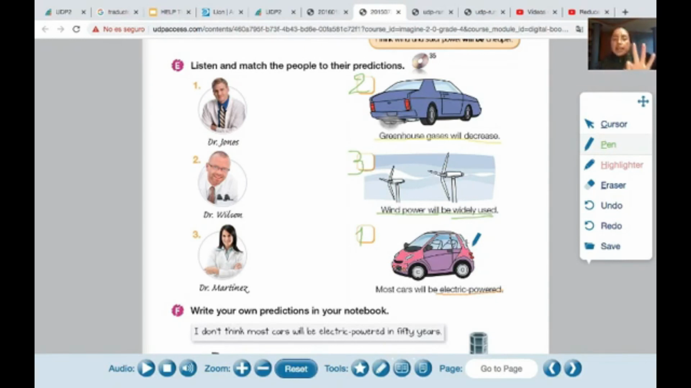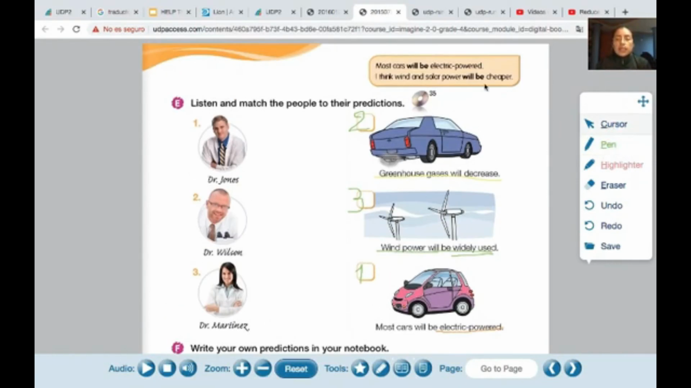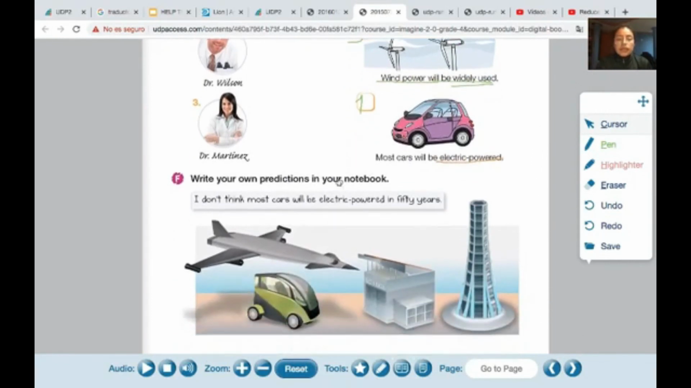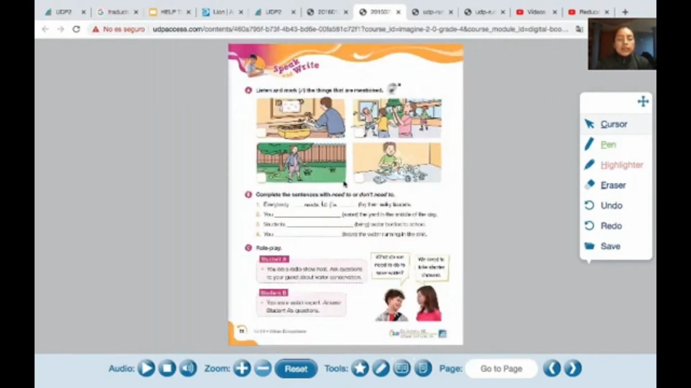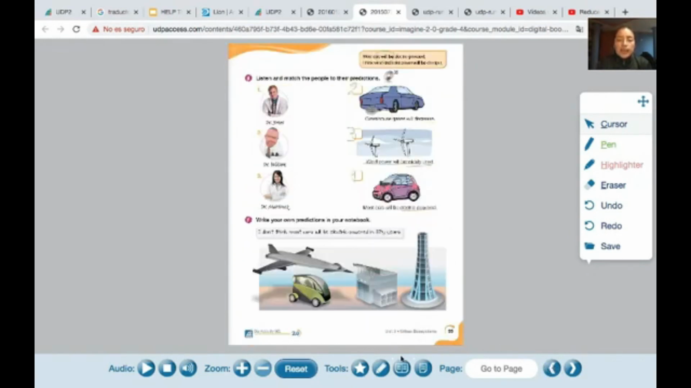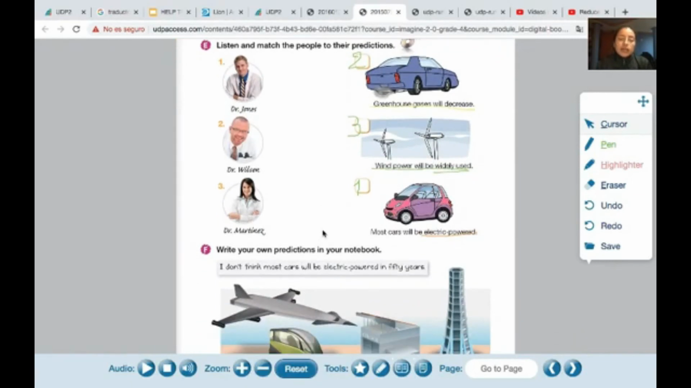Las 3 R's que habíamos visto. And you have to use the prediction. In this case, we have to use will be. Don't forget that. Para las predicciones, nosotros vamos a ocupar will be. Para algo en un futuro, una predicción. Okay, let's start with this part. Write your own prediction in your notebook. Okay, in this case, we are talking about this.